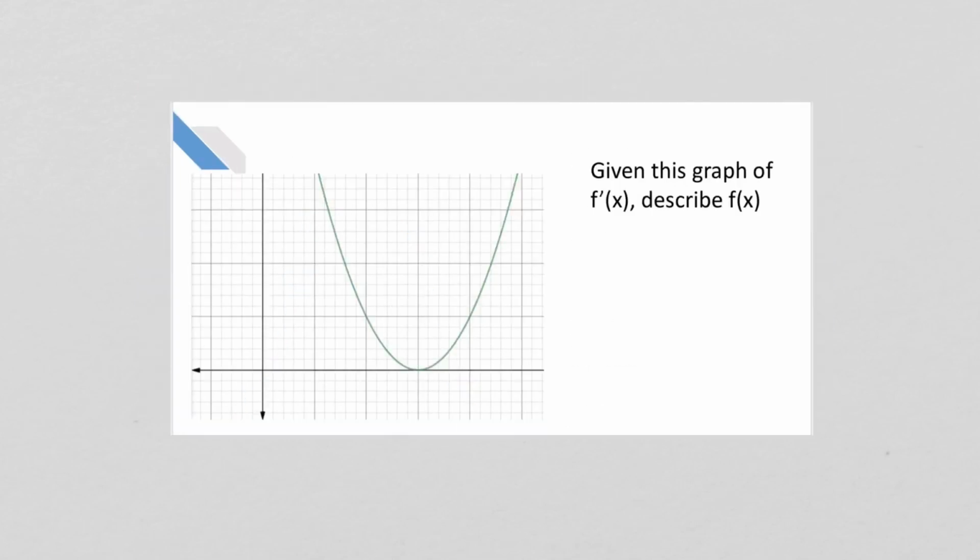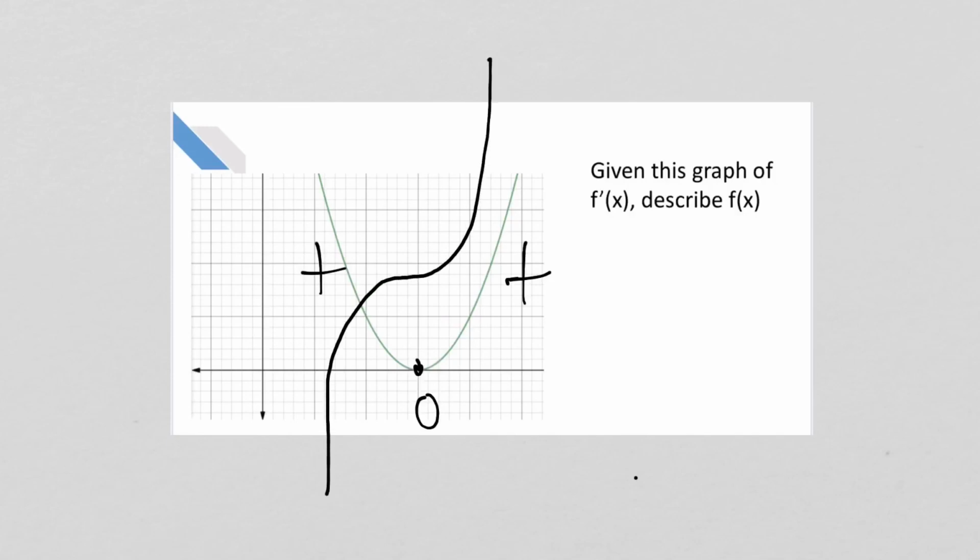We're going to describe f given this graph of f prime. So what do we know about f prime? It's positive, 0, and then stays positive. It bounces. So what is f going to look like then? F is going to increase, it's going to be flat, and then it's going to keep increasing.